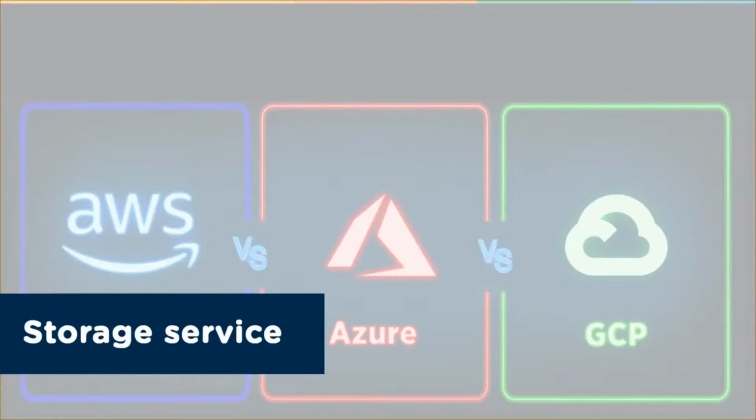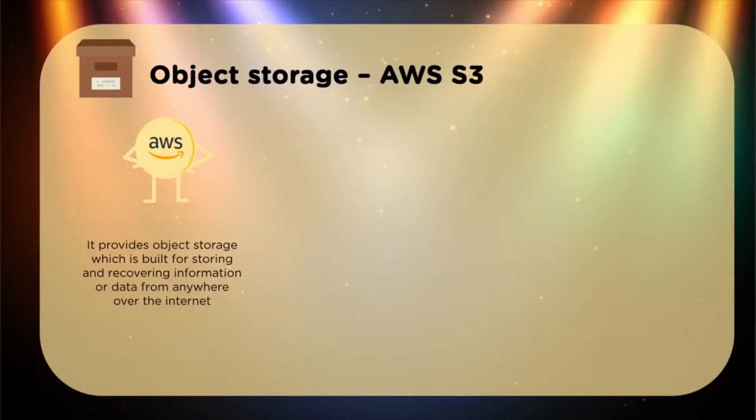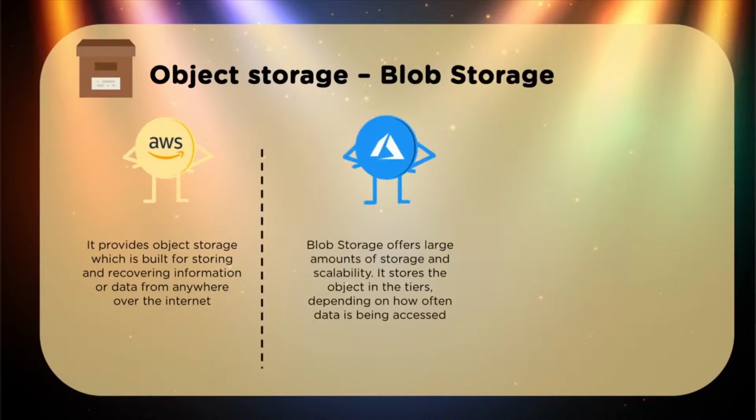Now let's talk about storage services offered by each of these service providers. First off, we have object storage. AWS provides S3. It is an object storage that provides industry standard scalability, data availability, and performance. It is extremely durable and can be used for storing as well as recovering information or data from anywhere over the internet. Blob storage is an Azure feature that lets developers store unstructured data in Microsoft's cloud platform. Along with storage, it also offers scalability. It stores the data in the form of tiers depending on how often data is being accessed.